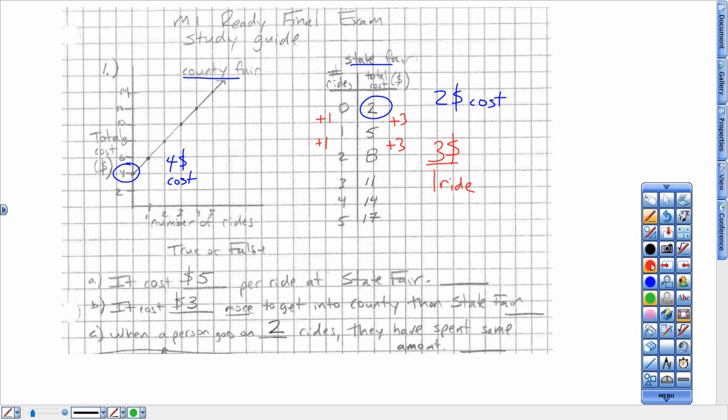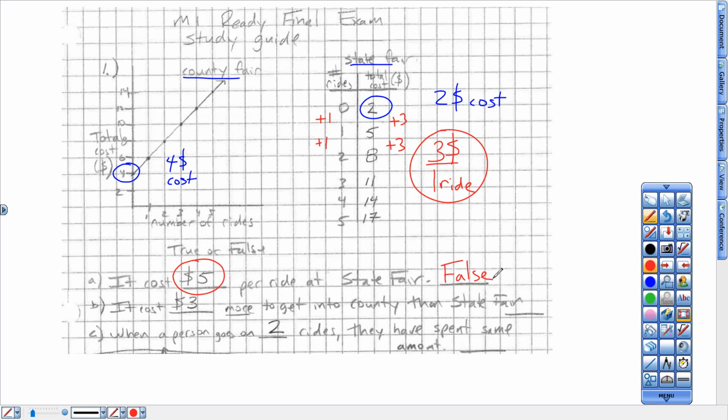First one, it cost $5 per ride. It looks like that's 1 for 5, but don't fall for that trap. It's really $3 per ride. So this one is false because it's not $5 per 1 ride. It's $3, and it looks like it's 5.